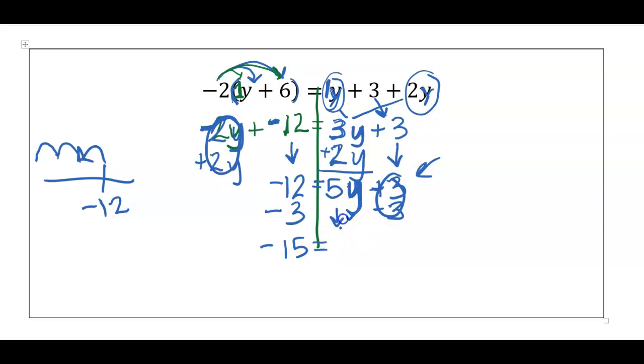On the other side, bring down that 5y. My final step here is to remember that there's an imaginary multiplication happening between 5 and y. To undo multiplication, I divide. So I divide by 5 here, I divide by 5 here. -15 divided by +5 gives me a -3 because it is opposite signs, and that will equal y.